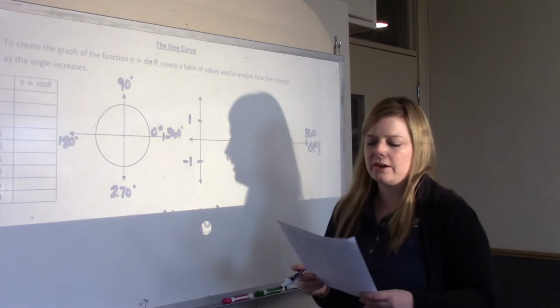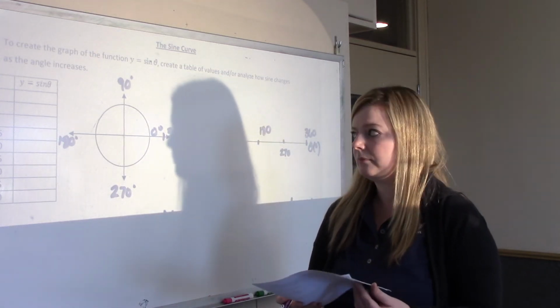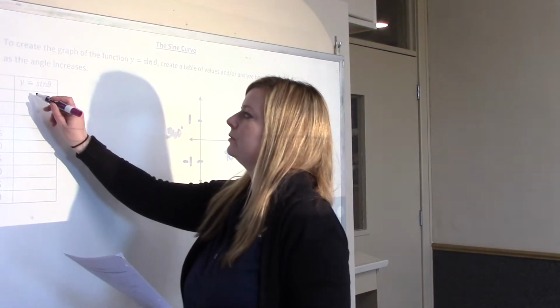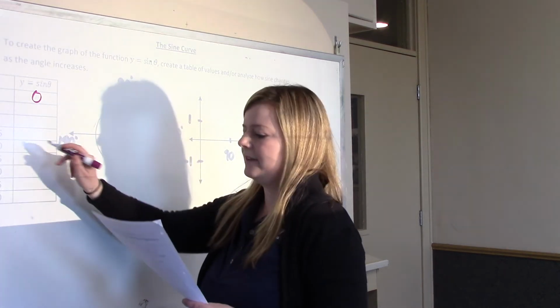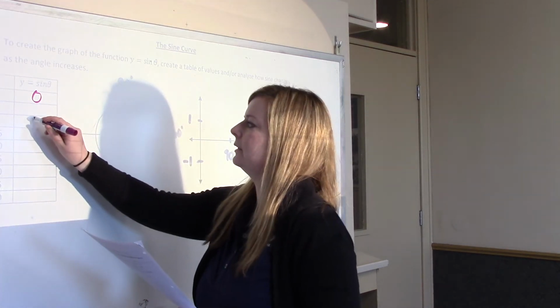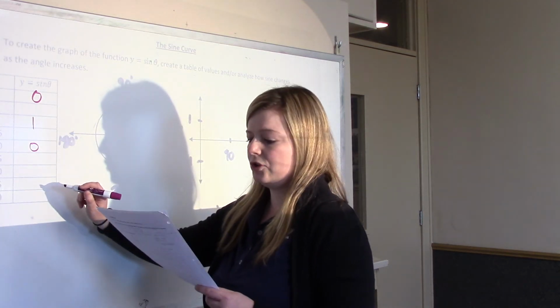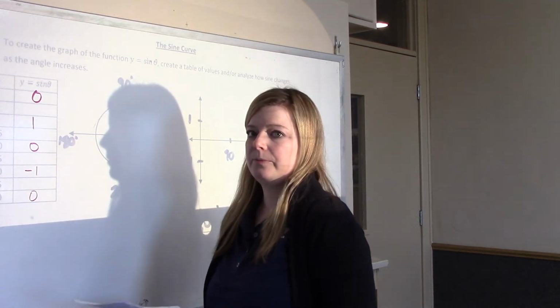So take out your calculator and let's fill in this table of values, okay? So the sine of 0, if you put it in, is just 0. Now I'm going to skip 45 and get back to that. The sine of 90 is 1. The sine of 180 is 0. The sine of 270 is negative 1. And the sine of 360 is 0.